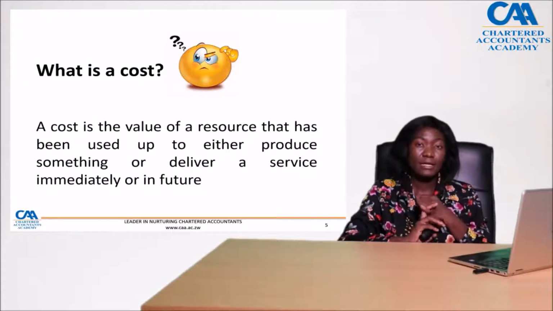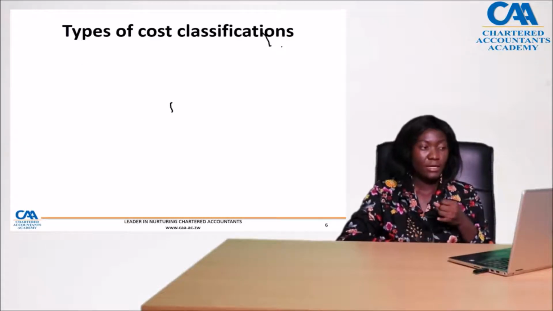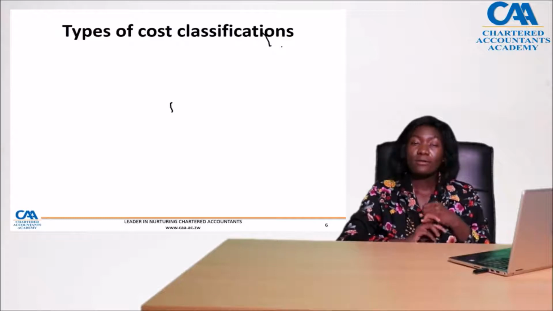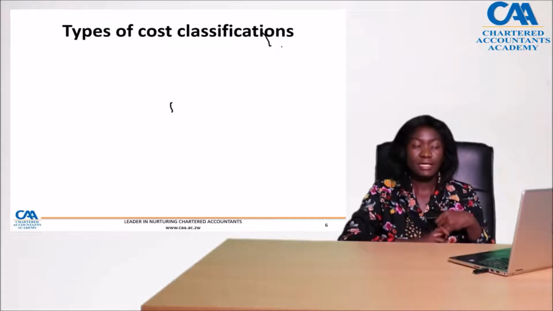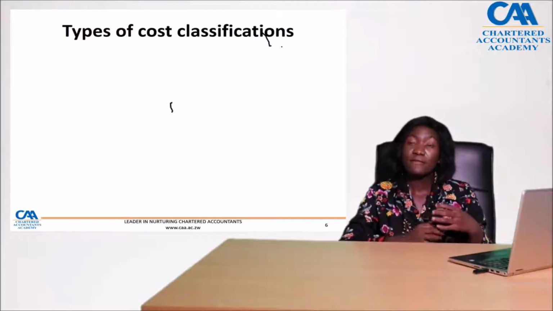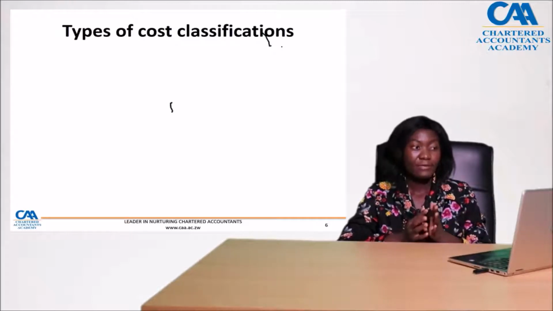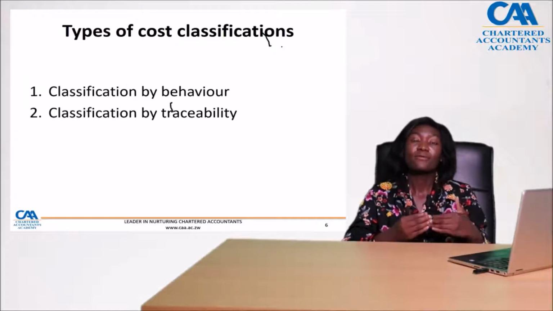First of all, I can classify by behavior, meaning I can determine how a cost behaves or responds to a certain variable. In line with this, I have what I call a fixed cost. It is not affected by changes in the level of activity. So a fixed cost does not change depending on the level of activity.